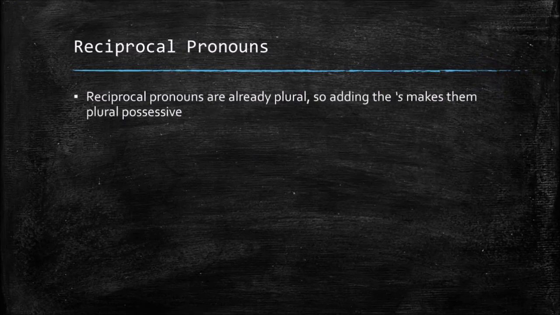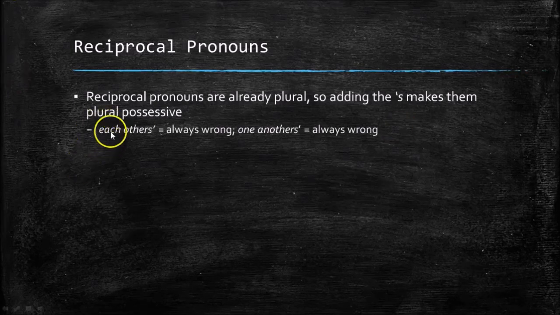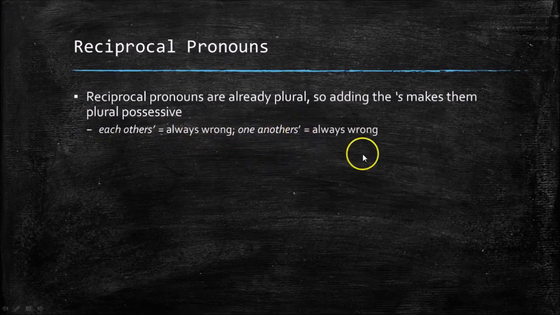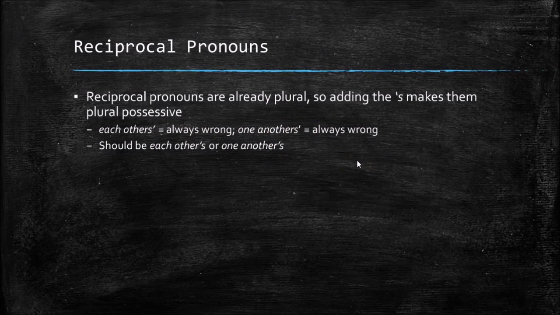Reciprocal pronouns are already plural, so we don't use the S apostrophe to make them plural possessive. We use the apostrophe S. Each other's with the S apostrophe, that's always wrong, and so is one another's with the S apostrophe. It should be each other apostrophe S or one another apostrophe S.